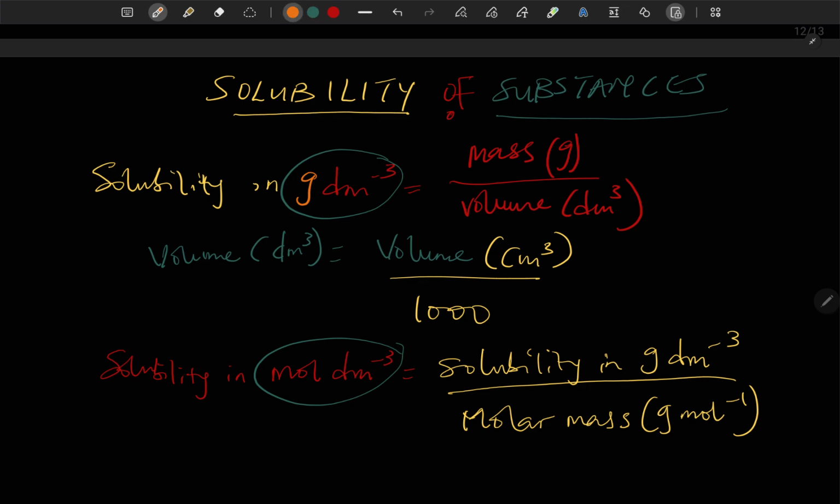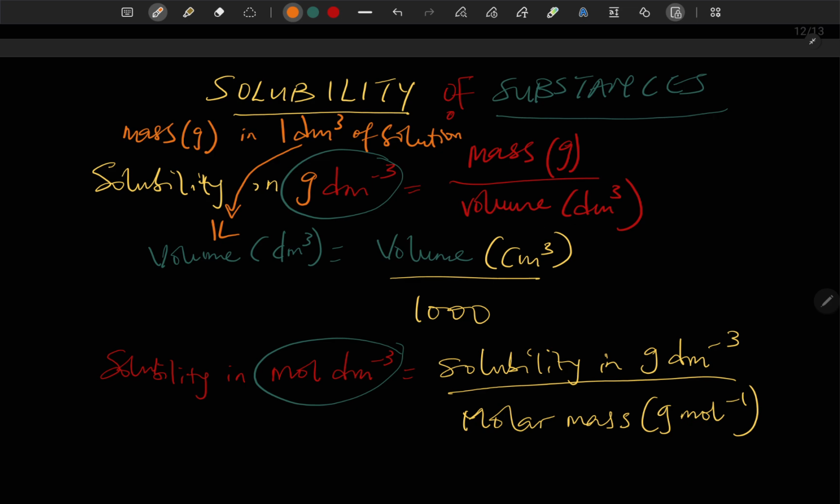Solubility in gram per dm cube is the mass of the substance, and we know that the mass of a substance is in gram, in 1 dm cube of a solution. That is the grams of a substance in 1 dm cube, that's decimeter cube, or 1 liter. 1 dm cube is equivalent to 1 liter of a solution. And then the formula for finding the solubility in gram per dm cube is mass in gram divided by volume in dm cube.